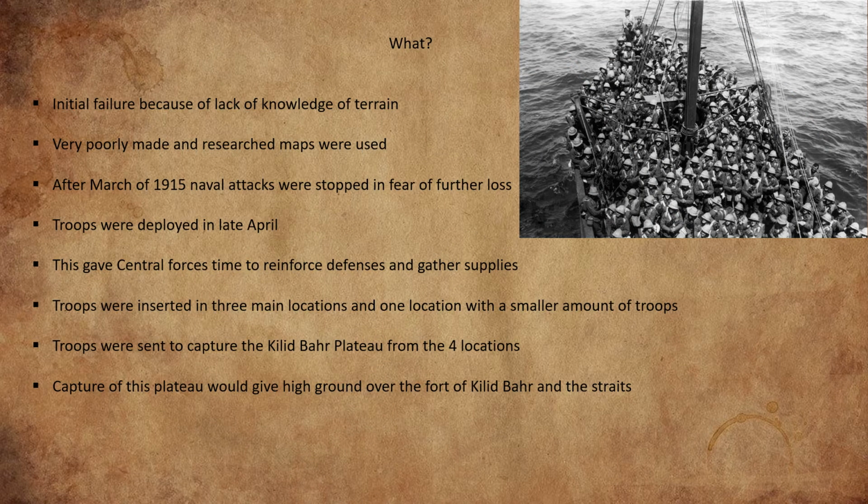This battle is initially a failure because of the lack of knowledge of terrain. The knowledge was available, but the preparation was not very good on the side of the Allies. They used very poorly made and researched maps that were old and did not show the fortifications, locations of the forts, elevations, and such. After March of 1915, naval attacks were stopped in fear of further loss.